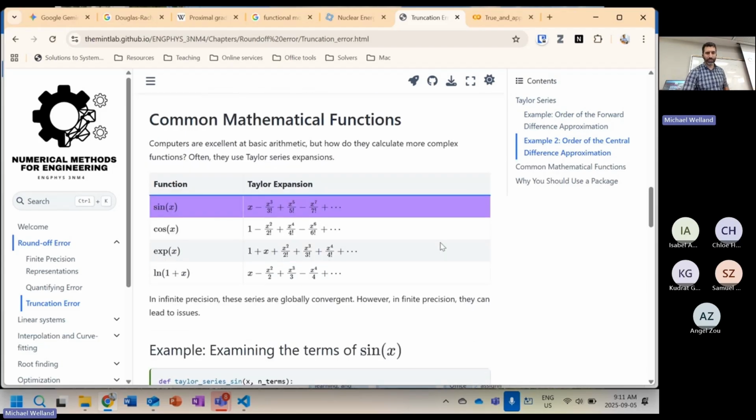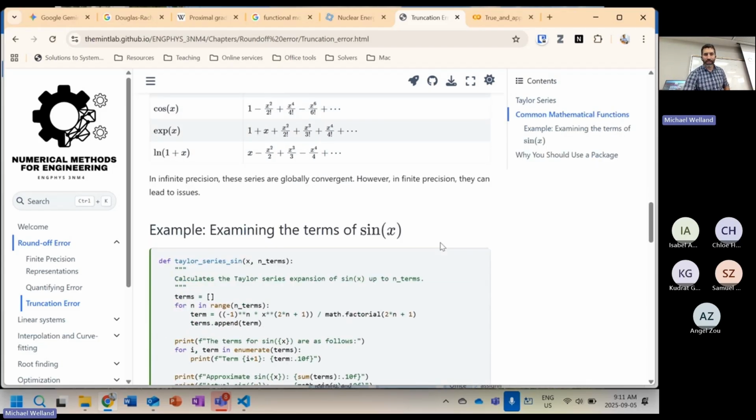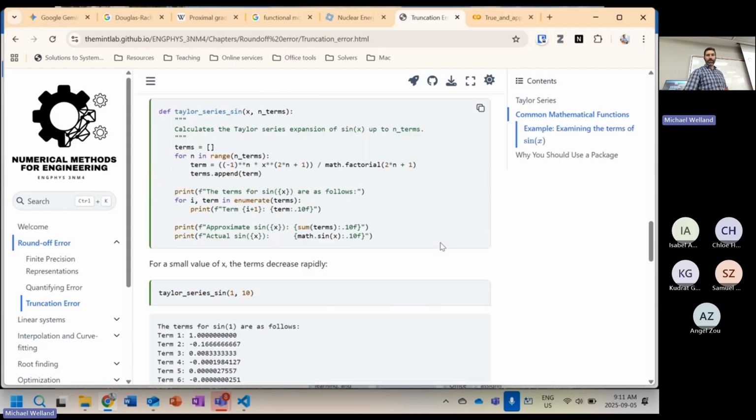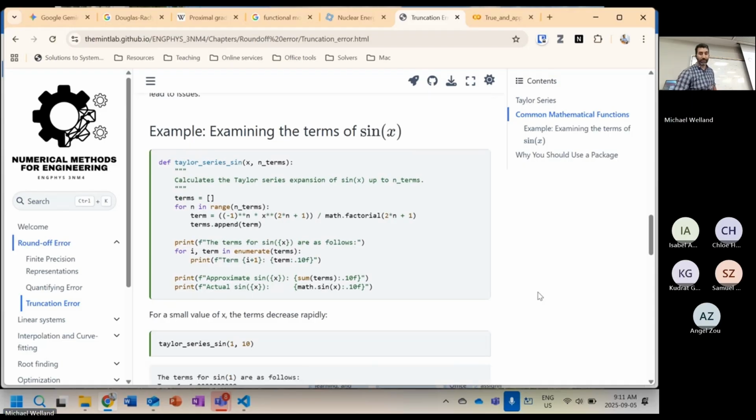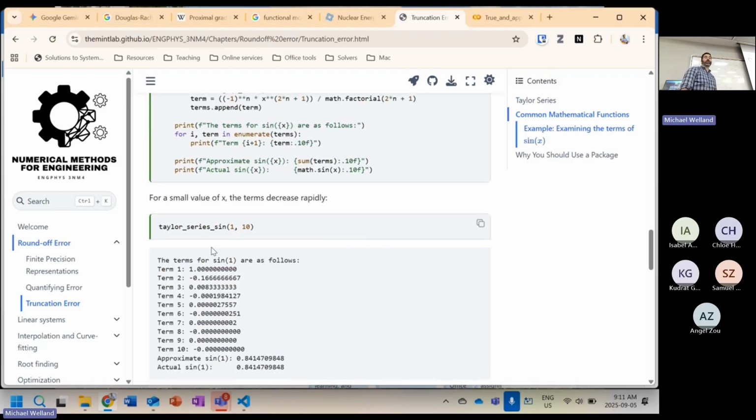Common mathematical functions, in case you don't know what Wikipedia is. Examining the terms of sine. Okay, so here's where the funny business comes up. Let us calculate what sine of x is to a varying number of terms, starting with the first term within the Taylor series. Let's calculate it to 10 terms.